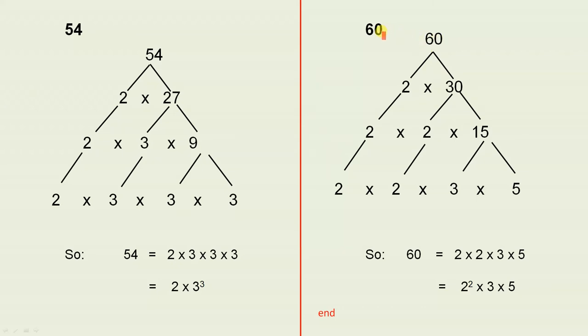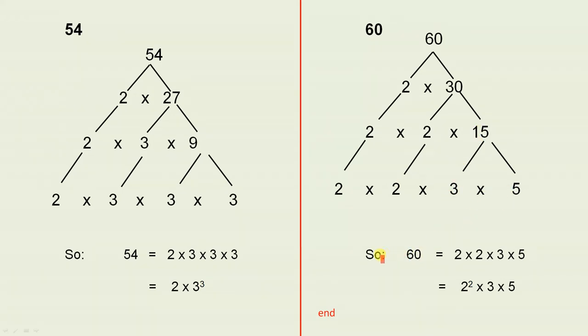Let's look at 60. So we're finding the prime factors of 60. So 60 equals 2 times 30. We know that because 60 is even. That's why we can put 2 there. 2 times 30. We continue that 2 down. 30 equals 2 times 15. We continue that 2 down. And 15 equals 3 times 5.